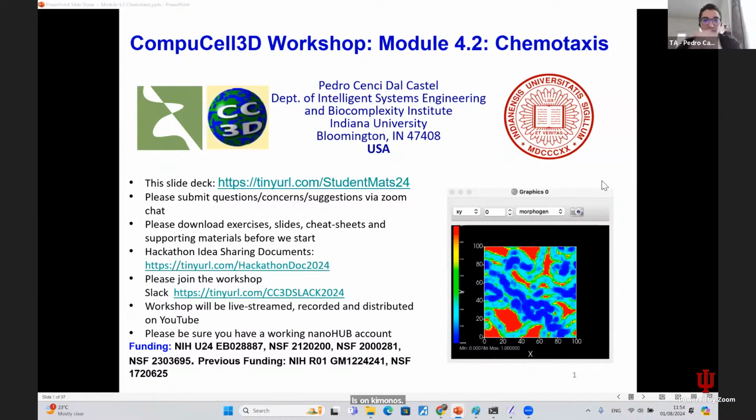Okay, so our next lecture is on chemotaxis. After we learned how to apply forces on cells, we'll learn a new force, a force that couples the cell motility to the fields. Chemotaxis is very useful to model collective migration, emergent structures, cell movement in general, and signaling.